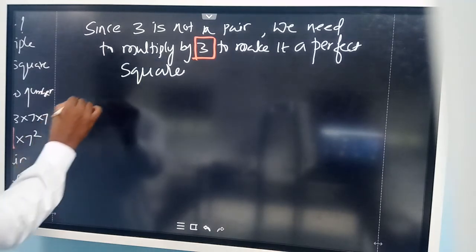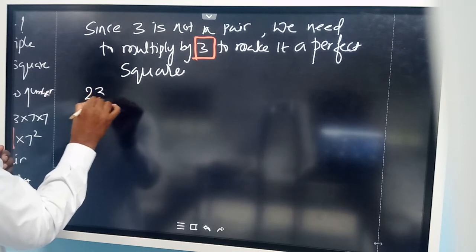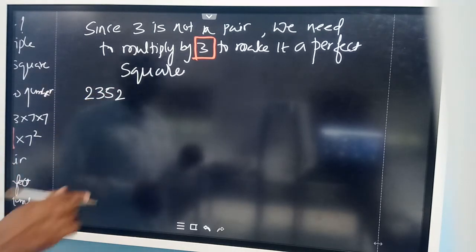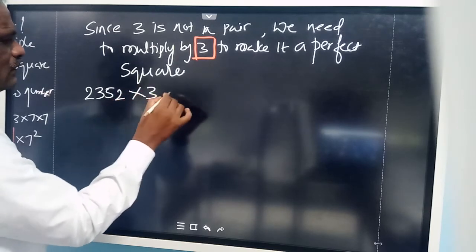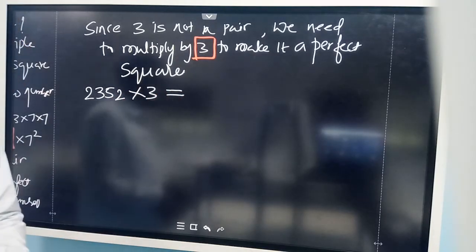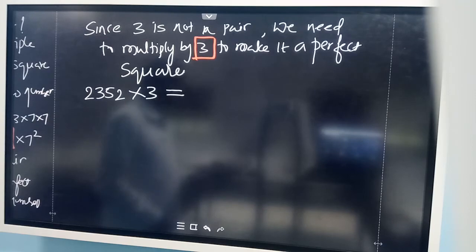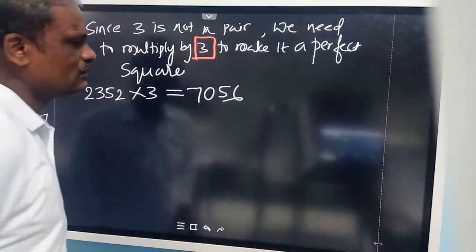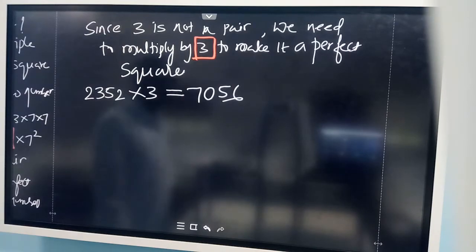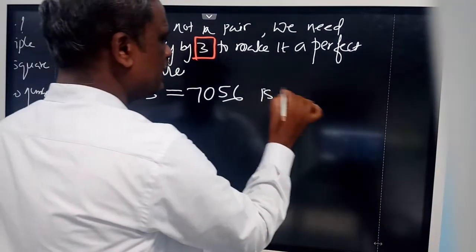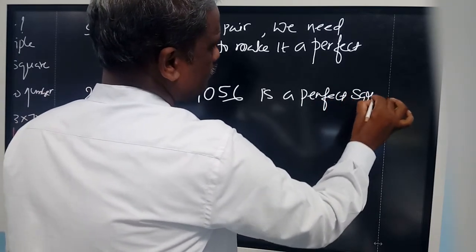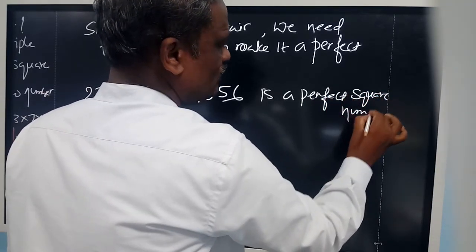So now 2352 is the given number. If you multiply it by 3, what is the answer you will get? 7056. You will get 7056. Okay, this is a perfect square number.